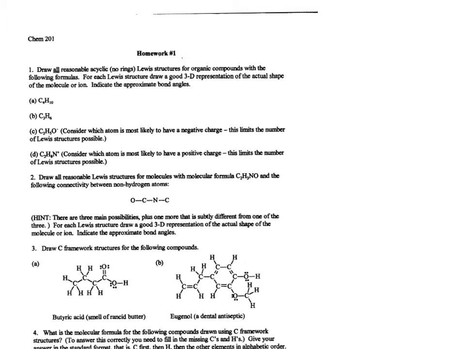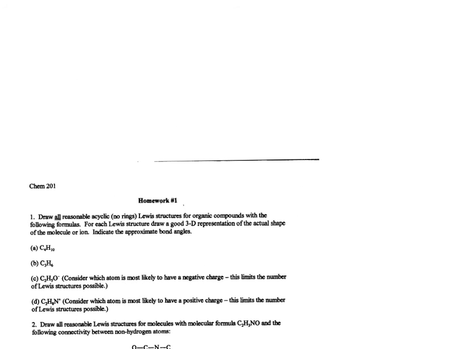All right, I'm going to give you some help with homework number 1, part B. And hopefully that'll help you for some of the rest of the problems. So I need to draw all reasonable acyclic structures and a good 3D representation for the molecules listed. So I'm going to pull this down and then we'll work up here.